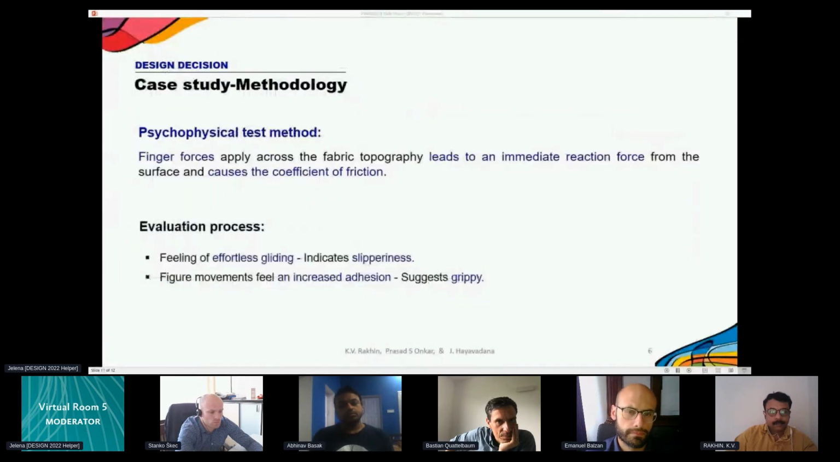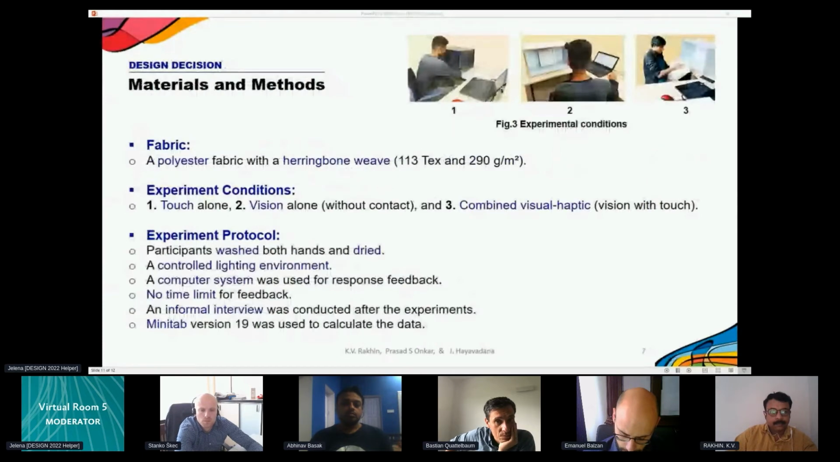Now we move on to the case study methodology. Our case study is based on psychophysical experiments. According to this methodology, the finger forces acting across the fabric topography determine the coefficient of friction. In this way, it conveys the feeling of effortless gliding, indicating slipperiness, while increased adhesion suggests grip. Let's see a brief description of the experiment.